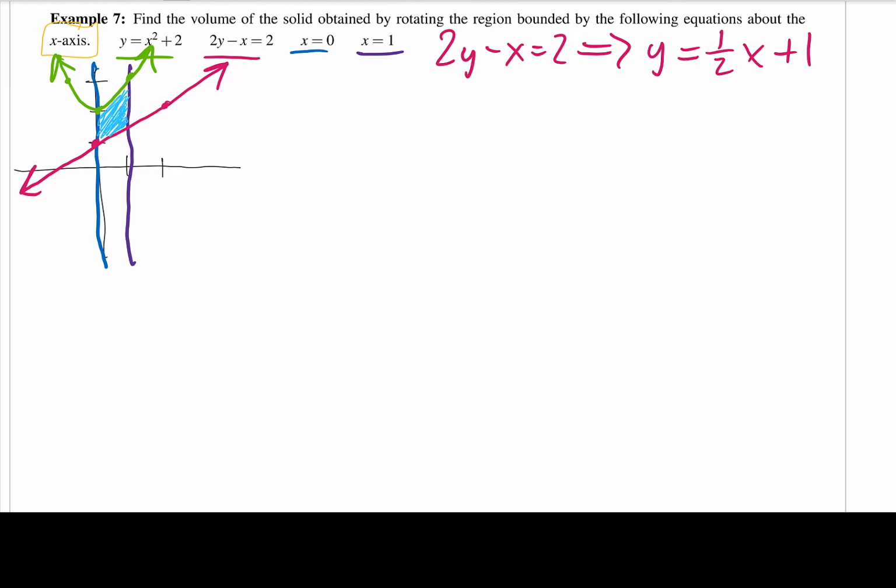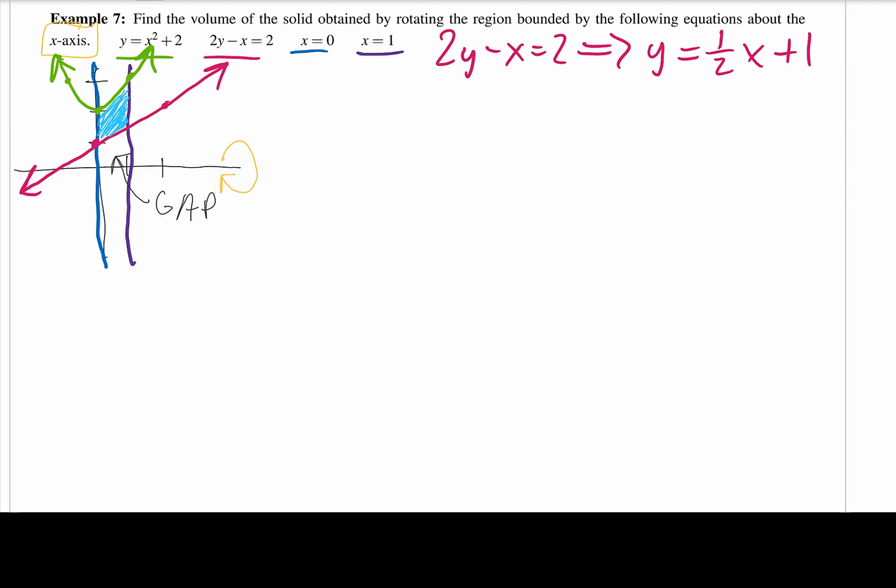So what I need to do here is decide washer or disk. Well, the one thing I forgot to do was to mark what we're revolving about. We're revolving about the x-axis, so we're revolving about this black line right here. And we should notice right away that there is this gap in here. Now we have a gap between our entire region and our axis of rotation, which means this is just going to be all one big washer method.